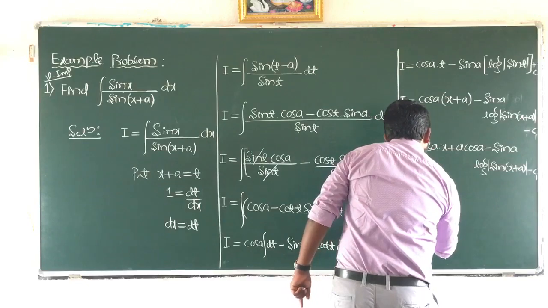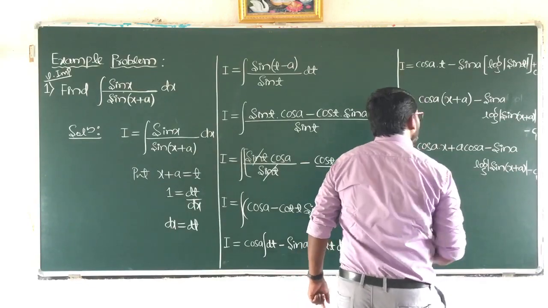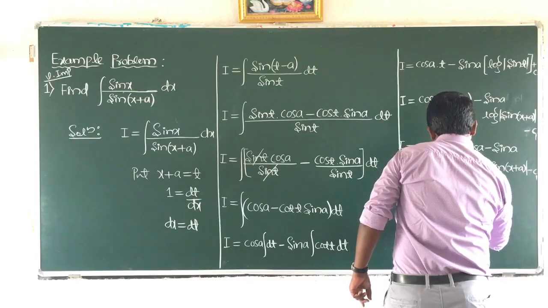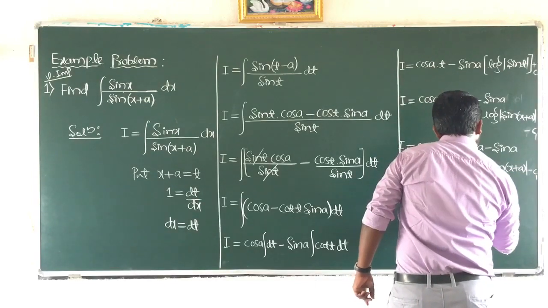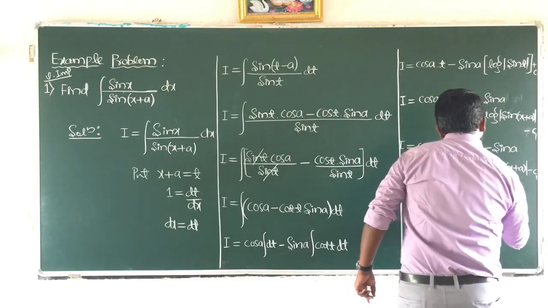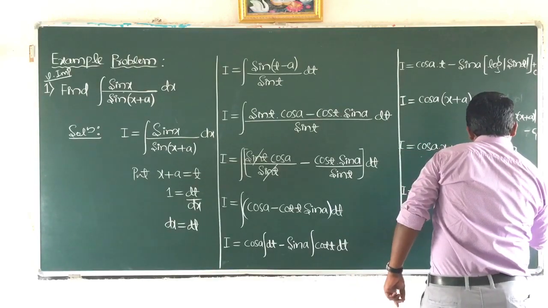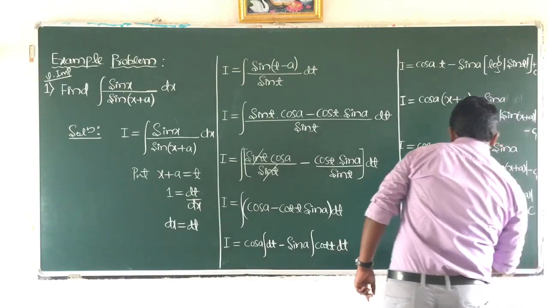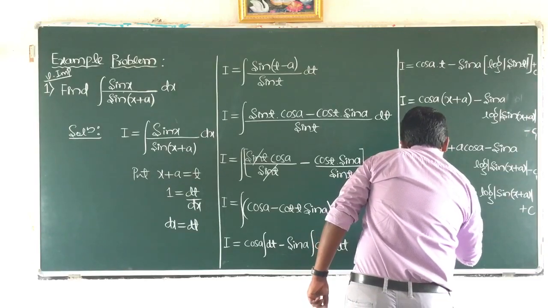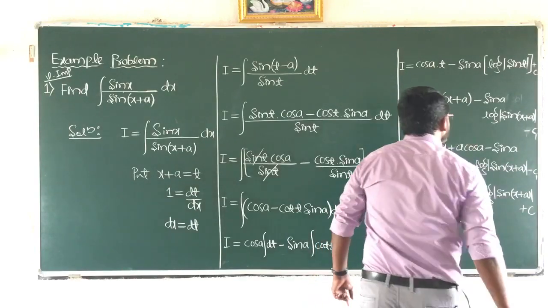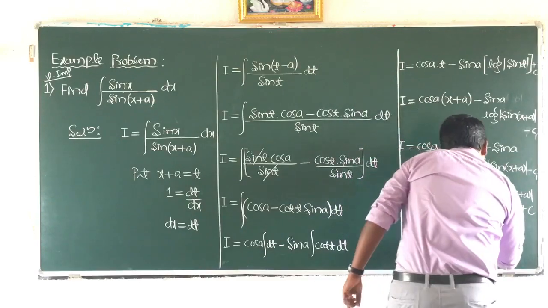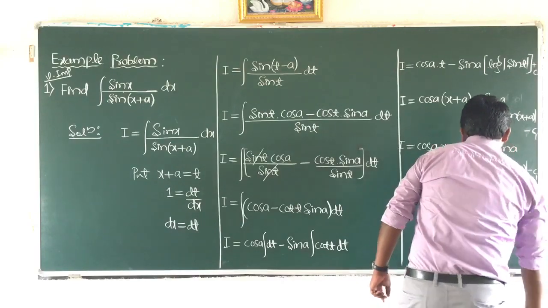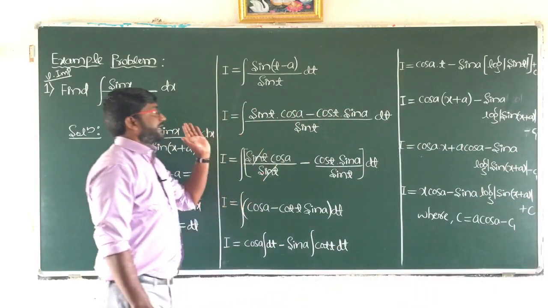I is equal to x into cos a, then minus sin a into log mod sin of x plus a, plus c, where c is equal to a cos a minus c1. So this is all about the second example problem.